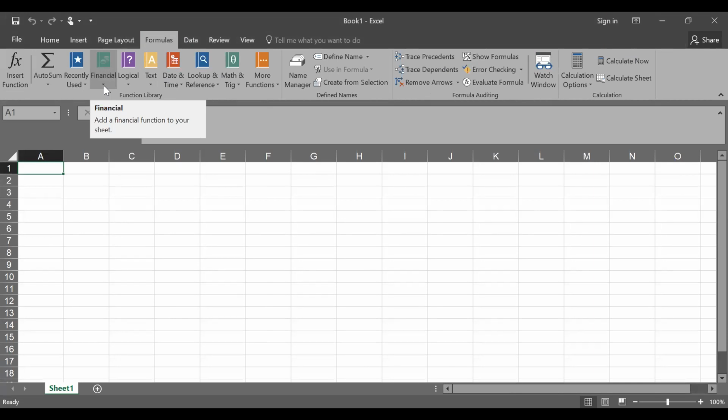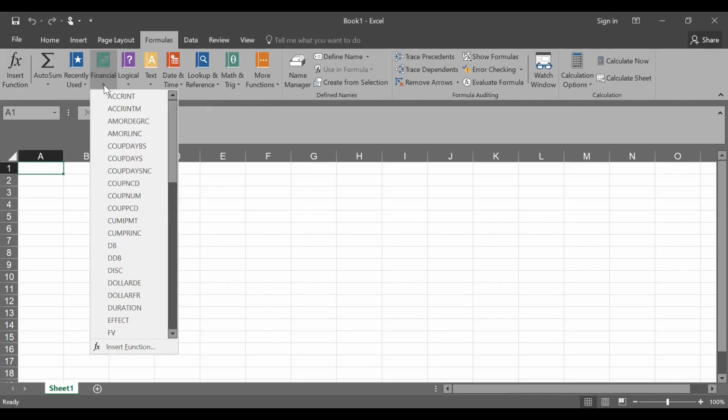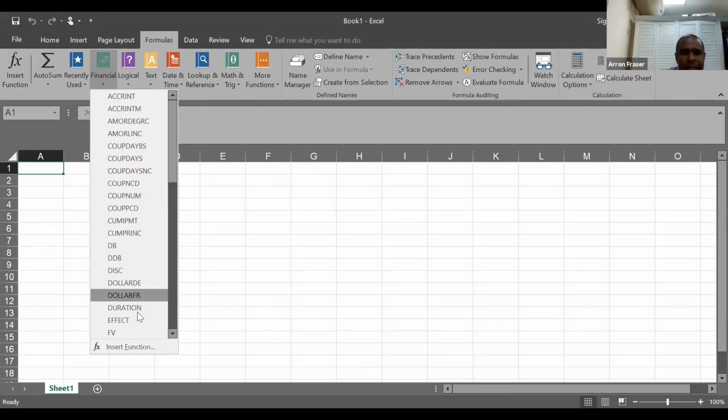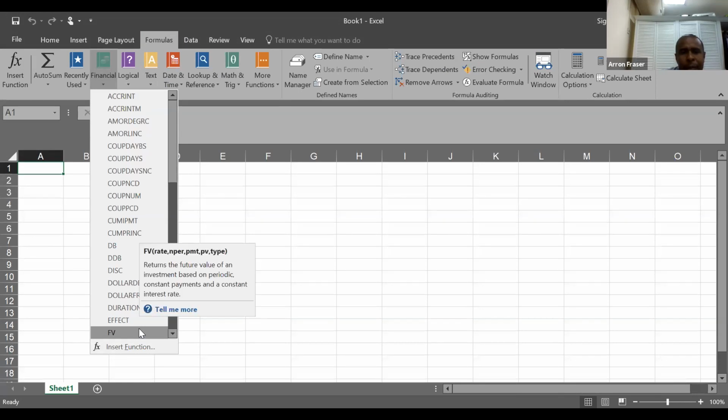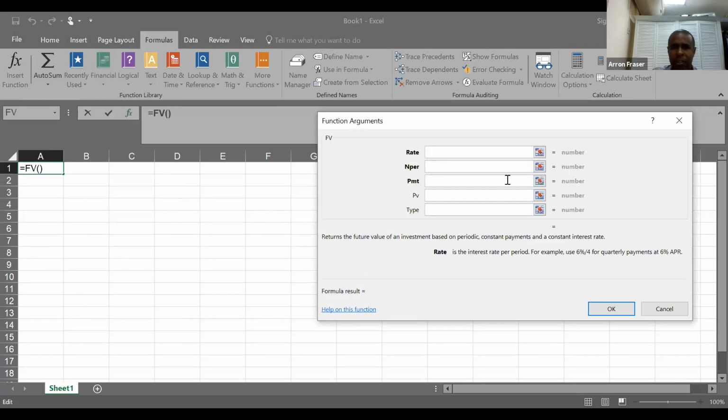So you open Excel, you go to formulas, and then you have financials. Under the group financials, you go down to FV. FV is future value. And then it will bring up a screen like this. If you read here, it says rate is the interest rate per period. For example, use 6% divided by 4 for quarterly payments, or 6% if it's annual.